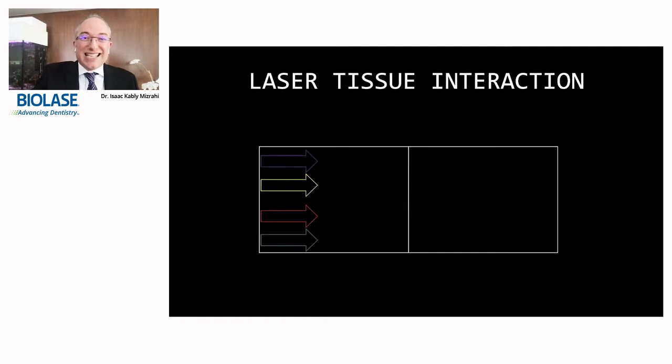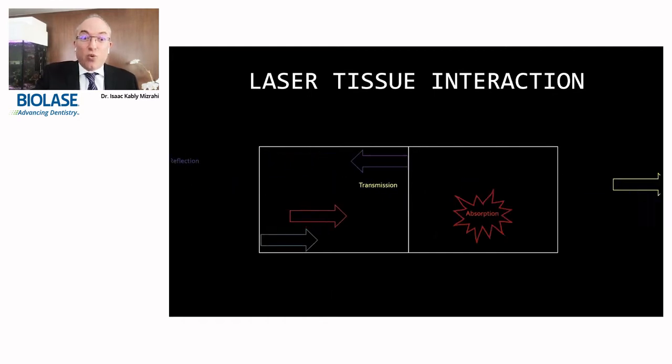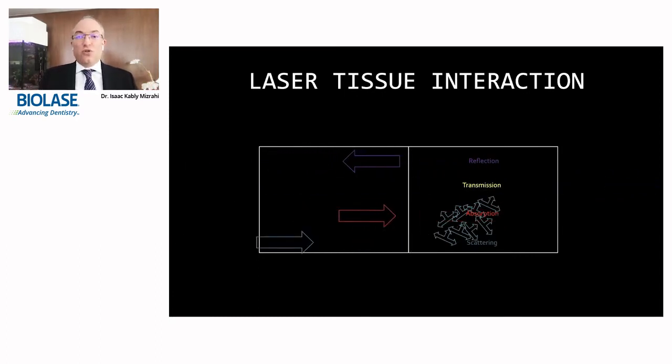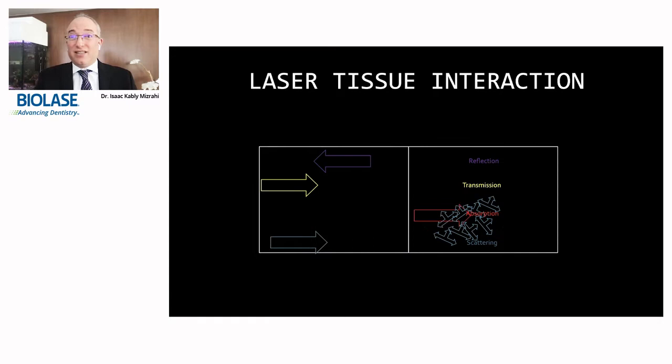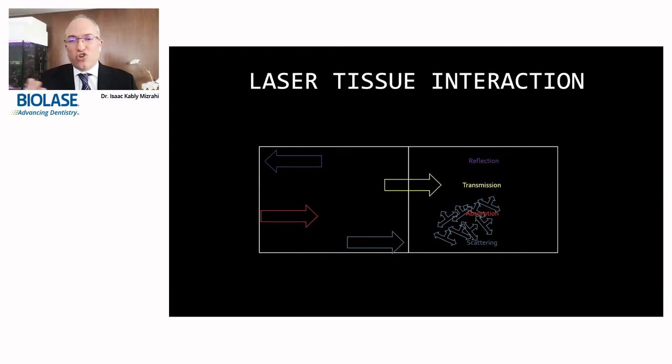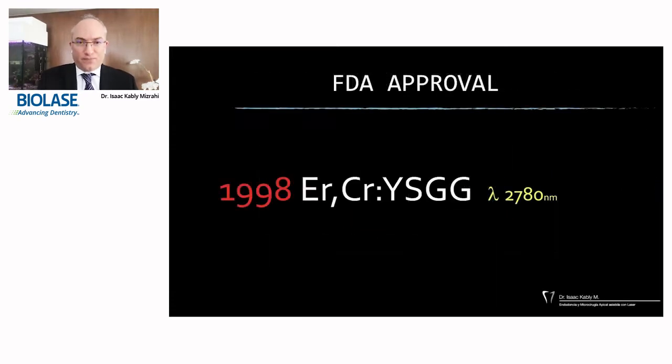But the truth is that these four different reactions happen at the same time. When we irradiate a tissue, we have reflection, transmission, absorption, and scattering happening at the same time, but in different amounts. Some of the light is reflected, some of it is transmitted, some of it is absorbed, and some scattered, all at different times and quantities. This is very, very important in order to understand the biological aspects of root canal disinfection.